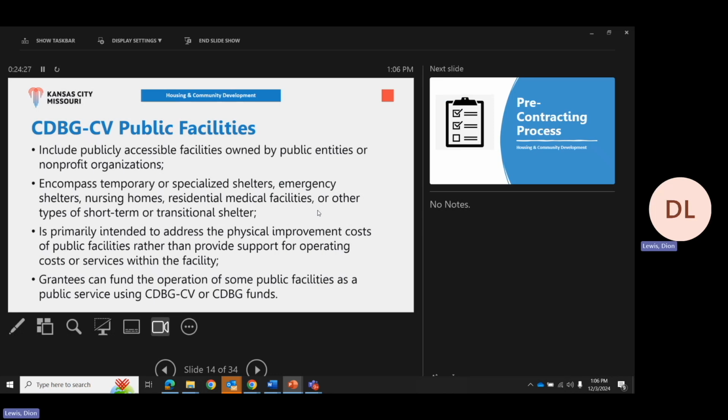So within those COVID public facilities, including public access facilities owned by public entities and not-for-profit organizations that encompass temporary or specialized shelter, emergency shelters, nursing homes, residential medical facilities, and other types of short-term transitional shelter. It is primarily intended to address the physical improvement costs of public facilities rather than provide support for operating costs or services within the facilities, and the grantees can fund the operations of some public facilities as public services using CDBG or CDBG-CV funds.